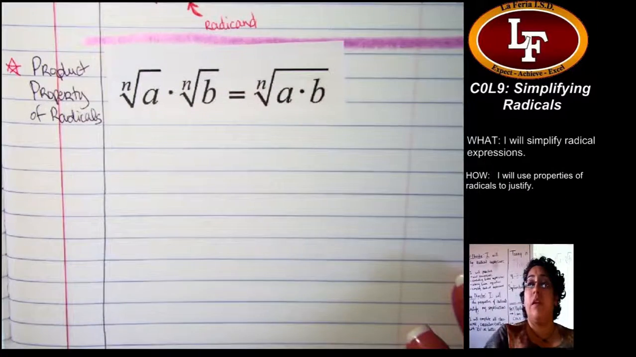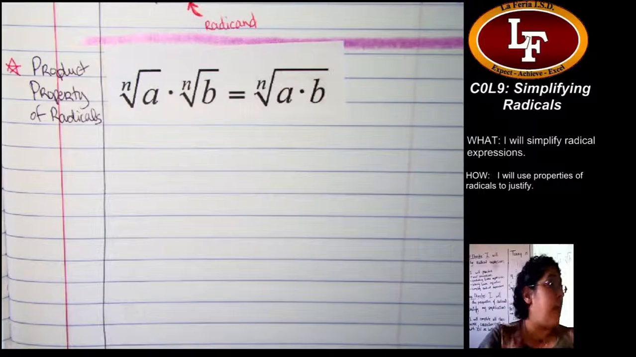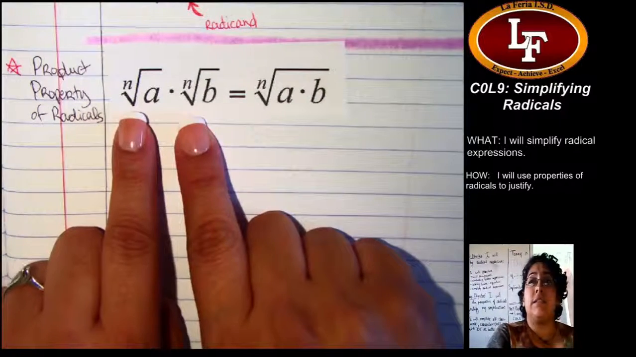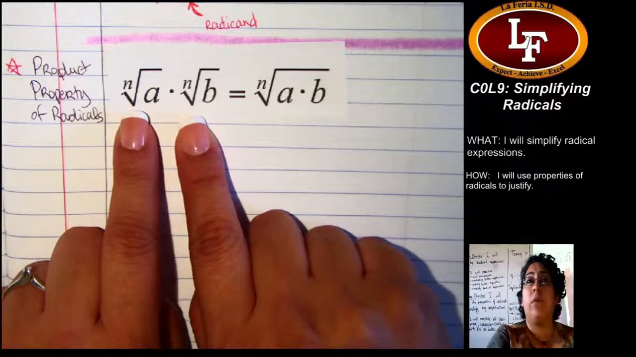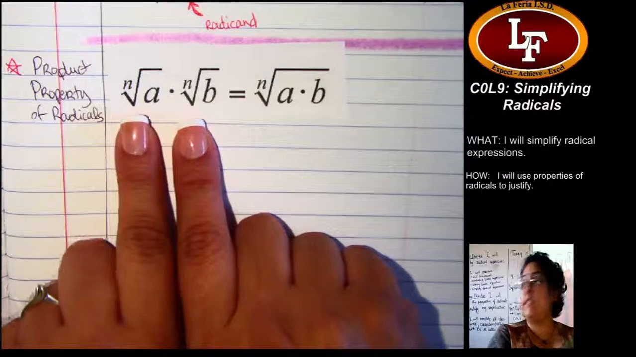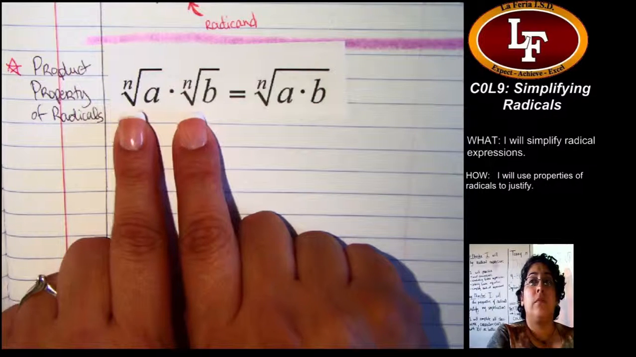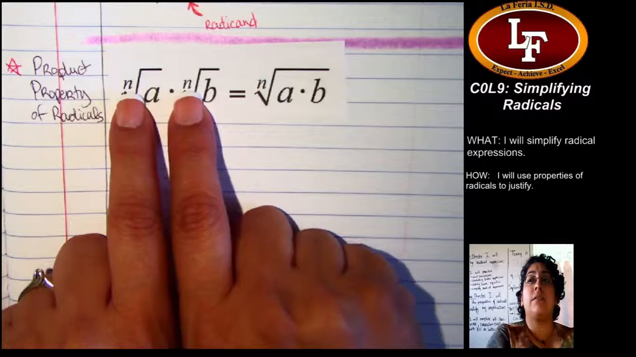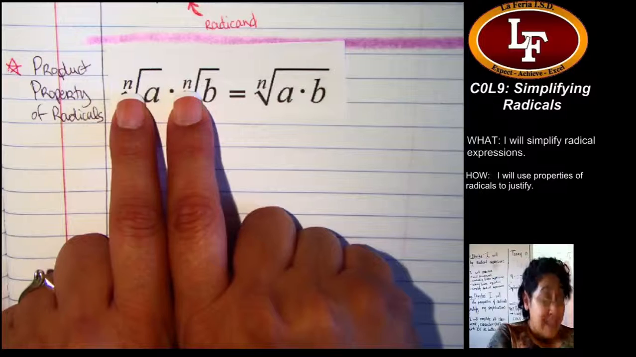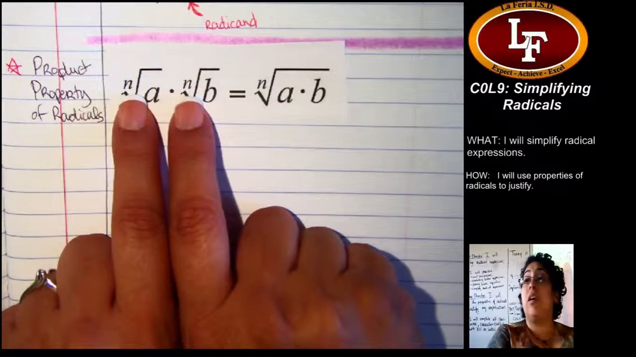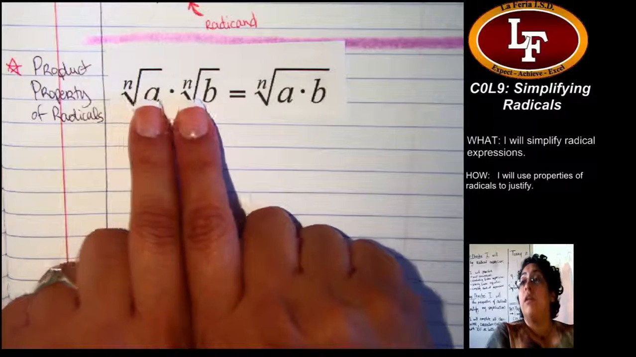All right. Look at what's happening here. Look at the indices. More than one index is called indices. What do you notice about them? They're the same. The radicands are different, but the indices are the same.